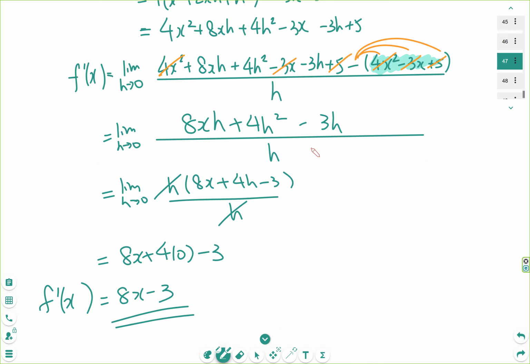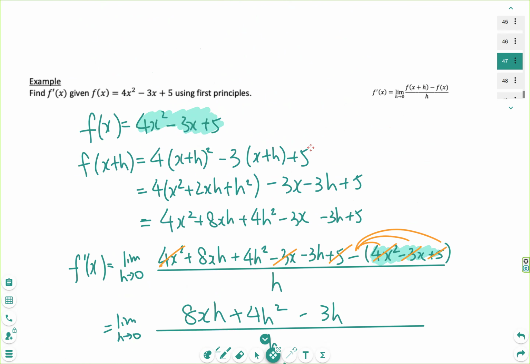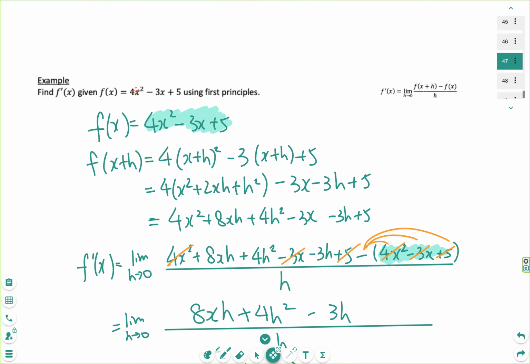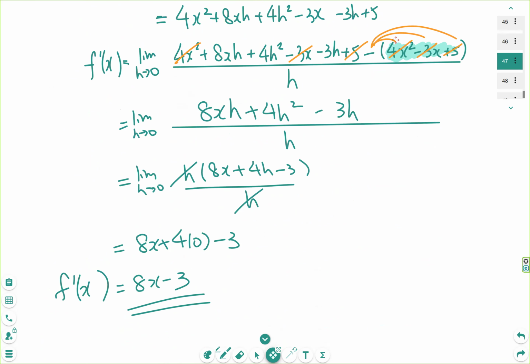That's the derivative. Again, how do you verify your answer? Just use the shortcut. Differentiate 4x squared, 8x, minus 3x, minus 3. 8x minus 3, yeah. Okay.